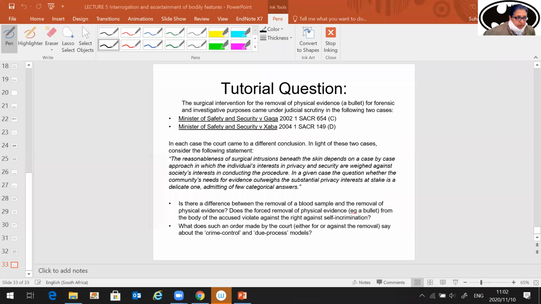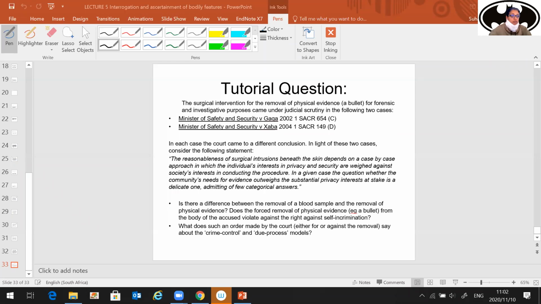Now, the interesting thing is that one decision came from the Cape, and a short while later, another decision came out from Natal, from Durban. Both courts came to different conclusions regarding whether or not the Criminal Procedure Act, looking at Section 27, Section 37, etc., allowed for this forced non-consensual removal of physical evidence.